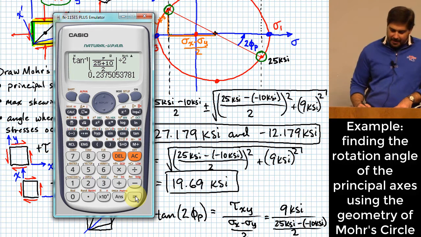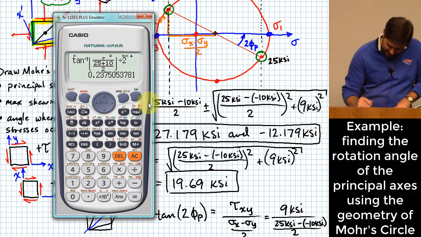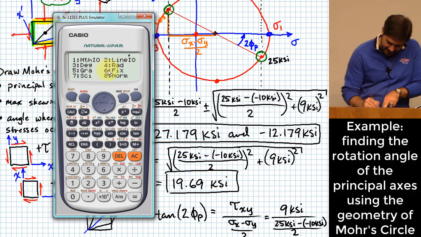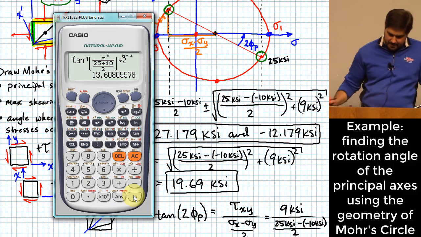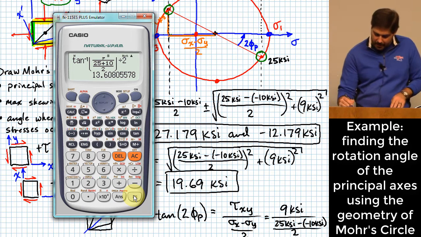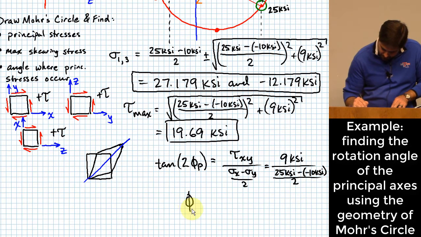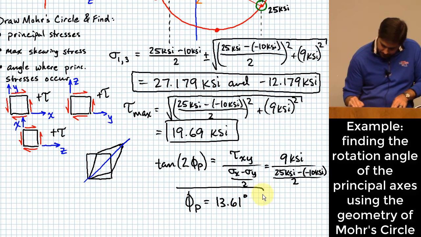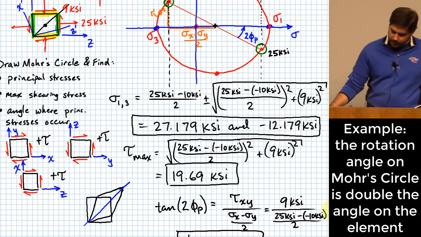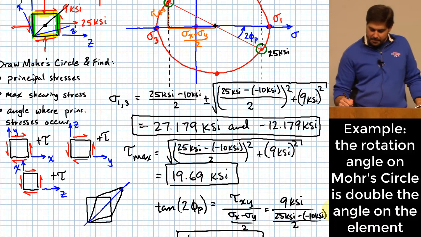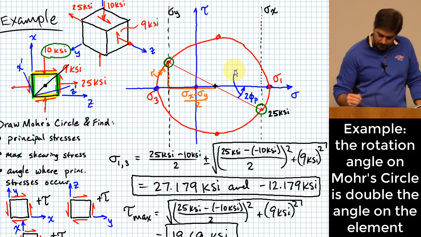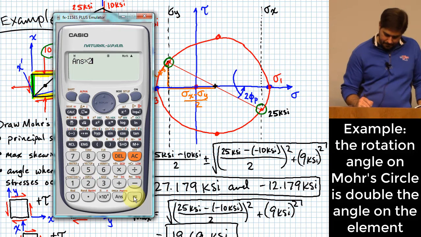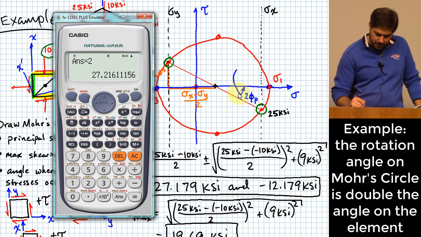Okay. Now I've got my calculator in radian mode. That was not on purpose. I just had it left over from before. Put it in degree mode here. And that gives me 13.61 degrees. Okay. Which means, what is my actual angle on this figure over here? Like this actual angle right here would be what? Yeah. 27.22 or so.